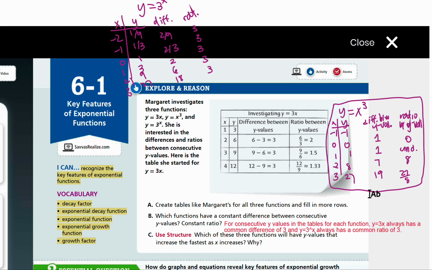Part C, which of these 3 functions will have y values that increase the fastest as x increases? Why? If you look at the differences and ratios, just by looking at it, make sure that you're going to add the y value.